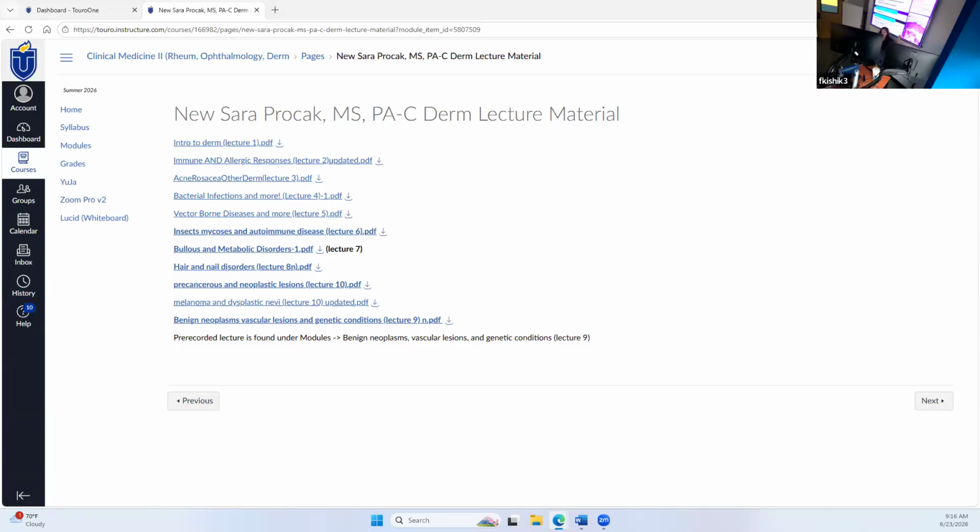These cells show what's called a tombstoning pattern. That's why there are all these little tombstones superimposed on the image. You're not going to actually see that on the slide, but it's just to let you know of this pattern that's classic for pemphigus vulgaris.